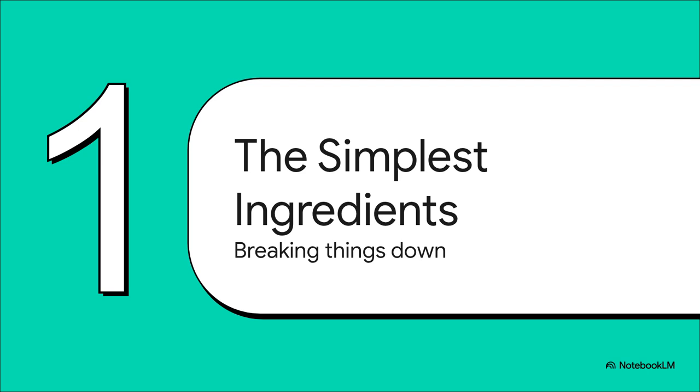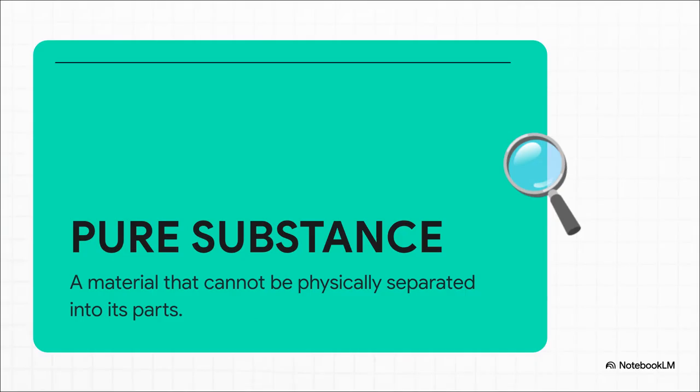See, most things we run into every day are mixtures, but materials like copper and silver, they're special. They're what scientists call pure substances. And all that means is you can't just physically separate them into different bits. A hunk of pure copper is copper all the way through, and it always has the same specific properties, like that unique color and density.